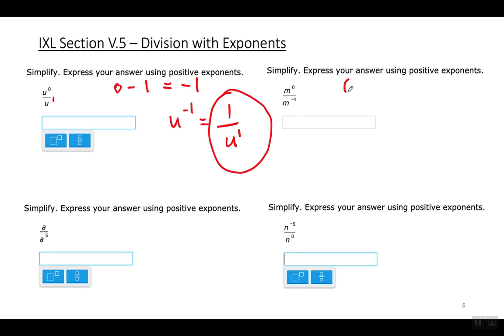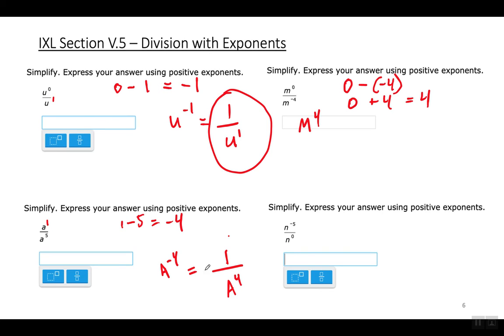Okay, on this one, 0 minus negative 4 is going to become 0 plus 4, which equals 4. So my answer is m to the 4th power. On this one, there's an invisible 1 there, so 1 minus 5 equals negative 4. So my answer is a to the negative 4 power, but I got to write it using positive exponents only, so my answer is 1 over a to the 4th power.